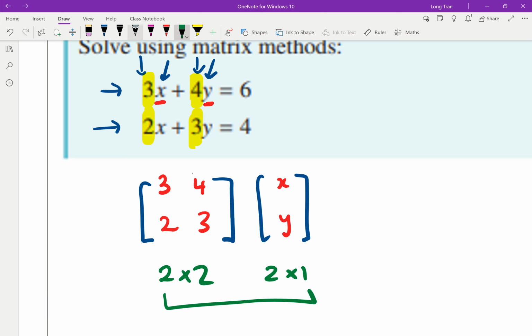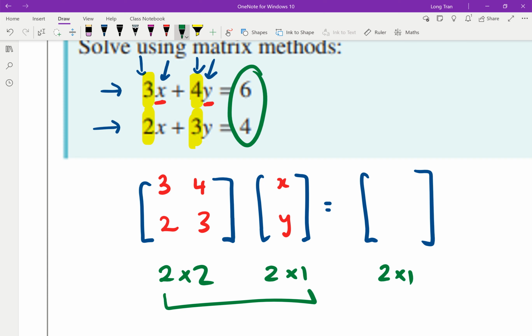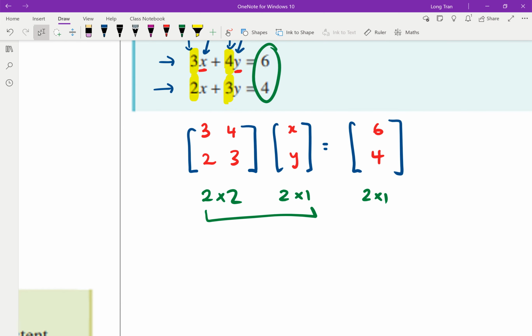So the 2 by 1 result will look something like this. I'm going to write it again. This is a 2 by 1, and your result is meant to equal 6 and 4. 6 is the answer for the first equation, and 4 is the answer for the second equation. That's why you would be putting a 6 and a 4. Okay? So what we see here is an equation where this matrix multiplied by this matrix should equal that. That's just a representation of what you see up here. So you're not solving anything yet. Now, in a theoretical sense, your aim is to find out what X, Y is.